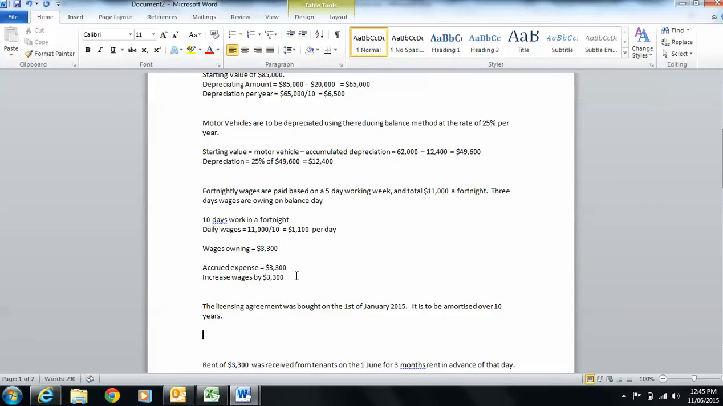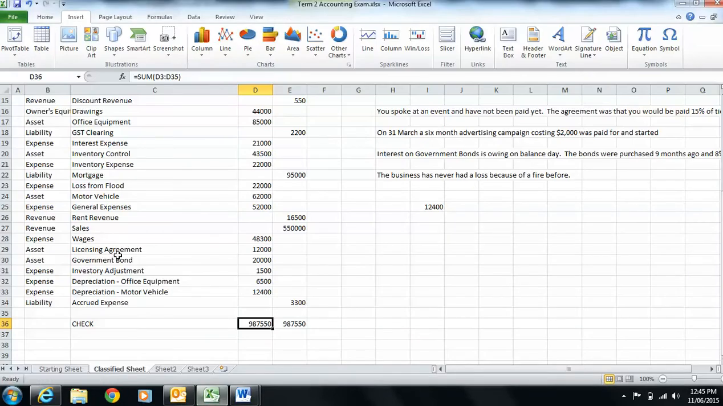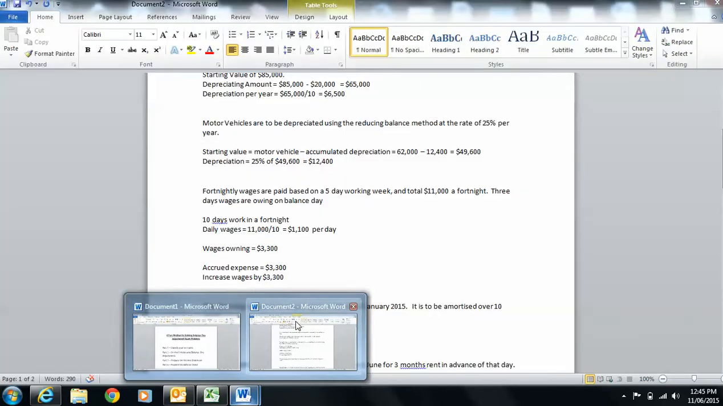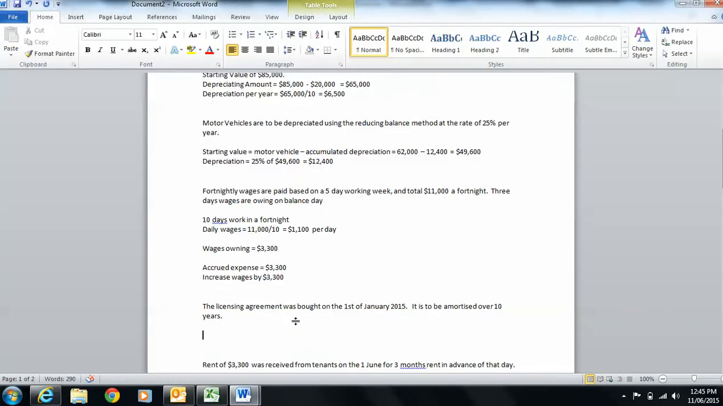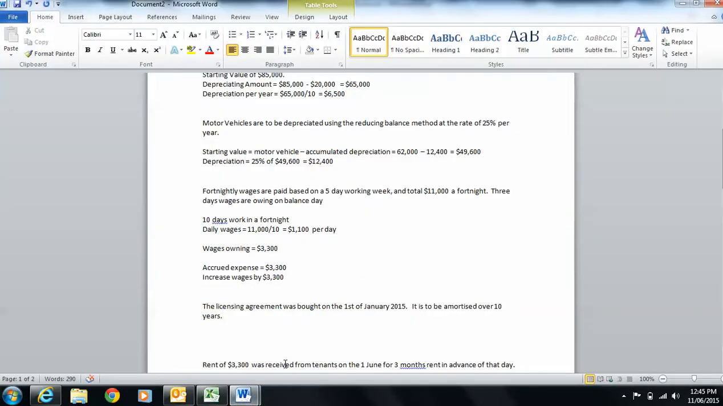Let's have a look at the licensing agreement. We have to go and look at the value of the licensing agreement in our accounts. We've paid $12,000. So, for example, licensing might be that we've got the right to distribute One Direction merchandise for the next 10 years in Queensland. In the excitement of One Direction, I forgot what the number was, $12,000 that we've paid for it. So $12,000 for the licensing agreement, amortised over 10 years. So it would usually be a 10-year agreement that we've got.